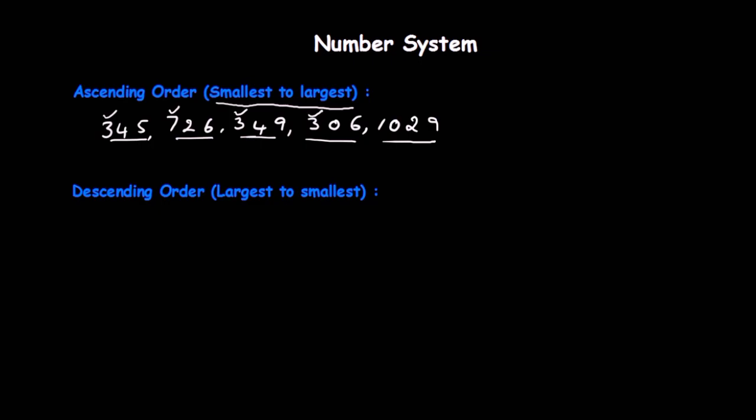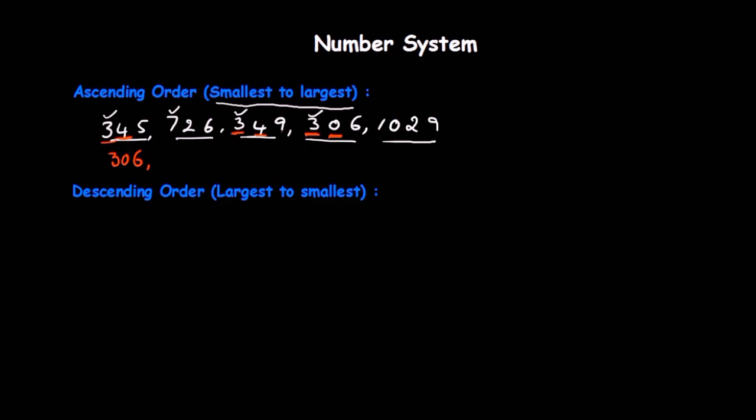So 7 is more than 3, so we should not consider that. The remaining ones have 3, 3 and 3. So in these 3 numbers the hundreds place value is the same, that is 3. The next one is the tens place: here we have 4 and here also 4, but here we have 0 in the tens place, and 0 is less than 4. So we can consider 306 as the first number. After 306, we can compare 345 and 349.